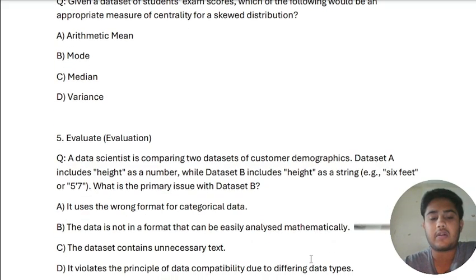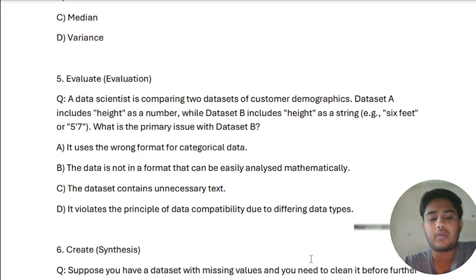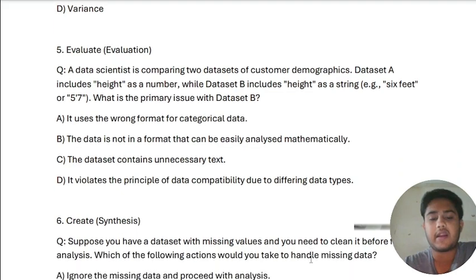A data scientist is comparing two data sets of customer demographics. Data set A includes height as a number, while data set B includes height as a string. Example, 6 feet in numerics and six feet in alphabets. What is the primary issue with dataset B? So the answer is, data is not in a format that can be easily analyzed mathematically.